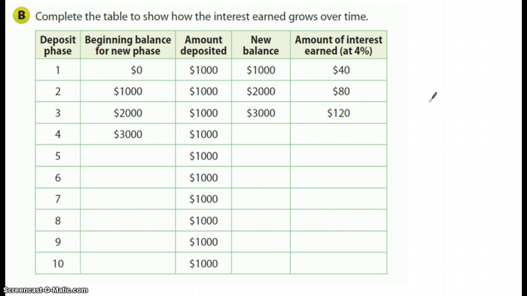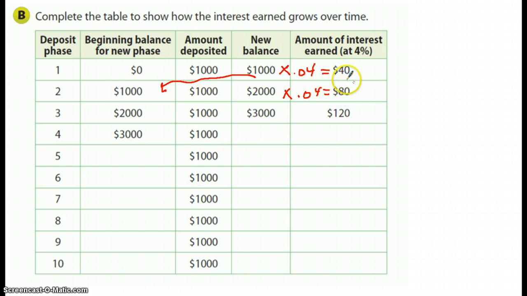And this is what he began with, which was 0. He deposited 1,000. At the end of 1 year, his balance was 1,000, and he got the $40 from multiplying 1,000 times 0.04. Then he took the 1,000, which was his new balance, and applied another $1,000, which gave him 2,000, and then again he's going to multiply that by 0.04. The bank will, and he has 80.